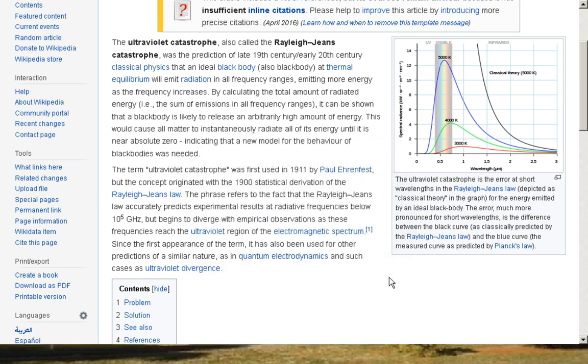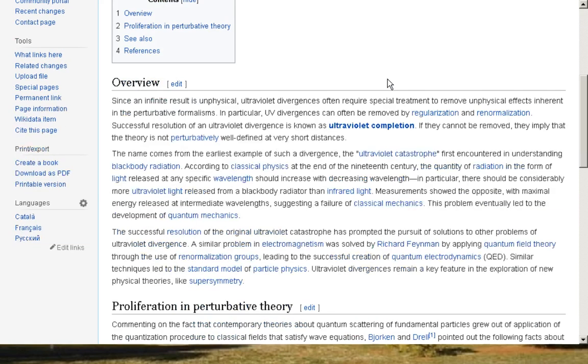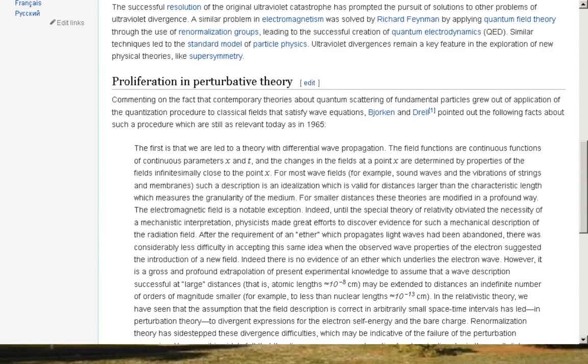Ultraviolet divergence, what is that? No, I can't get through all that.